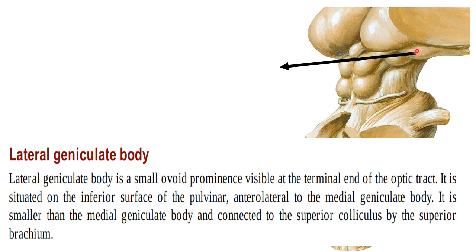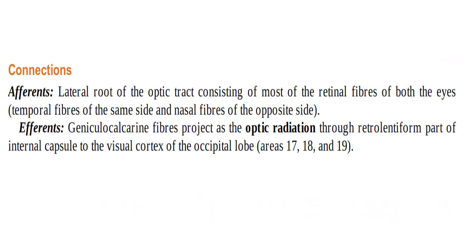Now coming to the lateral geniculate body, it is a small ovoid prominence visible at the terminal end of the optic tract. It is situated on the inferior surface of the pulvinar end of the thalamus, anterolateral to the medial geniculate body. It is smaller than the medial geniculate body and connected to the superior colliculus by the superior brachium. So the lateral geniculate body is connected to the superior colliculus, and the medial geniculate body is connected to the inferior colliculus.